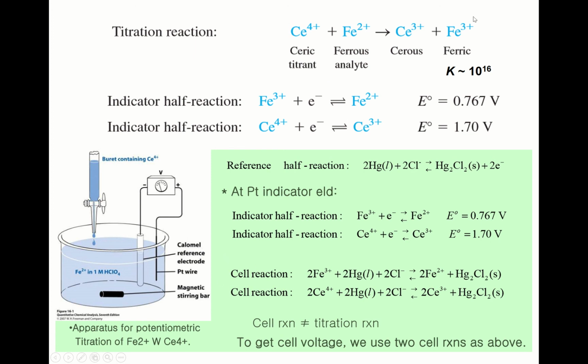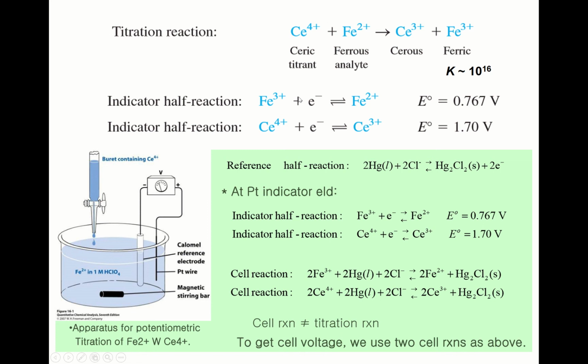This electrochemical reaction can be broken into two half reactions. Likewise, this reaction can also be broken into two half reactions. By the way, this reaction's equilibrium constant is extremely high. K is 10 to the 16. So almost all of them react, and there is virtually no reverse reaction.